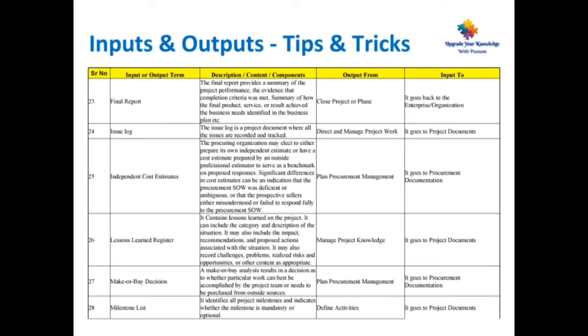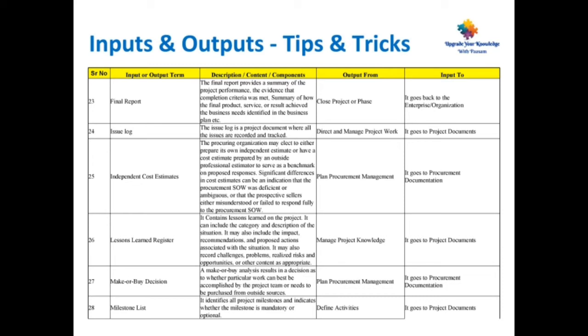Point number 27, make or buy decision. A make or buy analysis results in a decision as to whether particular work can best be accomplished by the project team or needs to be purchased from outside sources. This is the output from plan procurement management. It goes to procurement documentation.